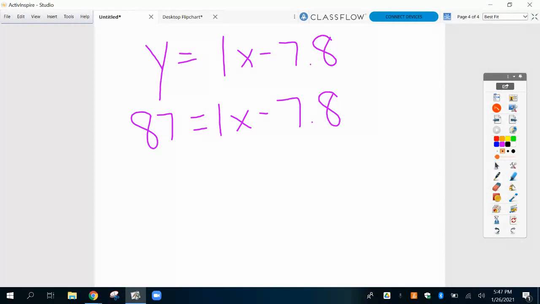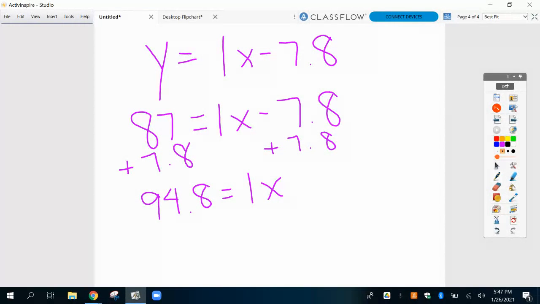And so that means we need to go back to our solving equation rules. See how this is sort of why we've been doing all the other things this trimester, right? They are sort of all tied together here. So we'll get 94.8 equals 1x. You could divide by 1, but we just get 94.8. So if we scored an 87 on the test, we could probably predict we would get a 94.8 or have scored a 94.8 on the homework.